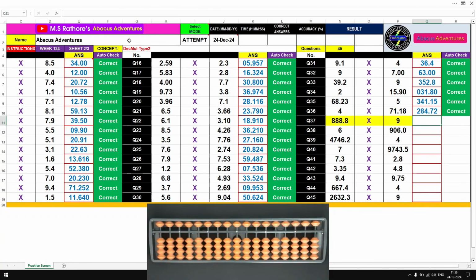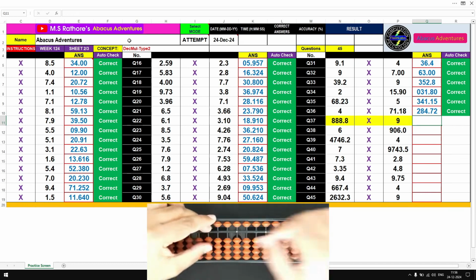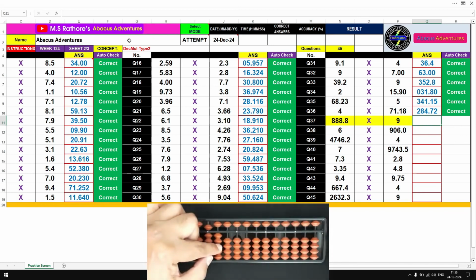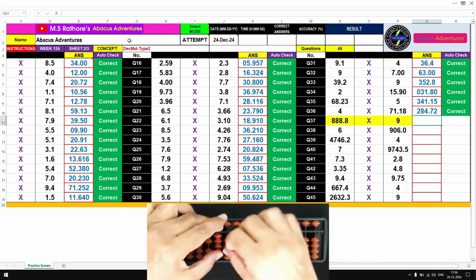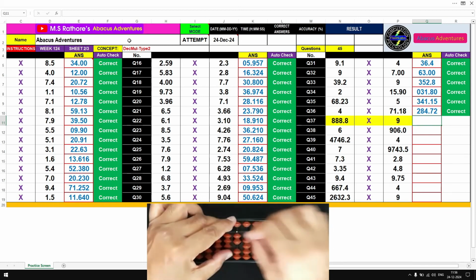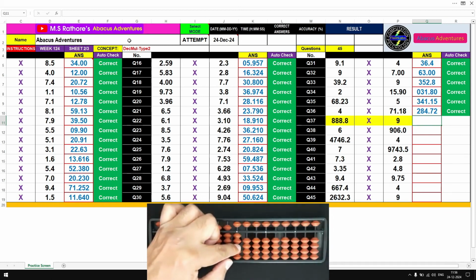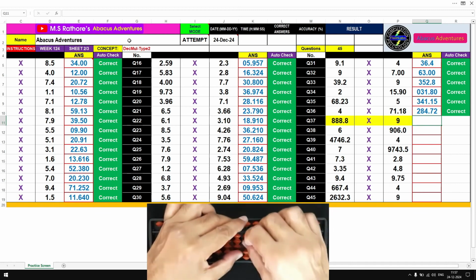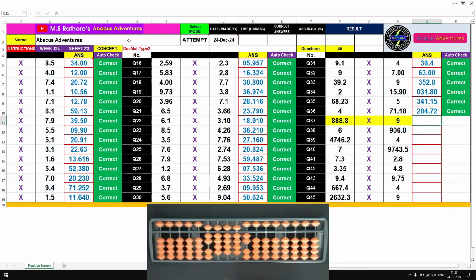Question number 37, 888.8 multiplied by 9. Let's place the left index finger on rod number 4. From right to left it is 9 8s are 72, finger shifted. 9 8s are 72, finger shifted. 9 8s are 72, finger shifted. And finally 9 8s are 72 again. The answer is 7999.2.